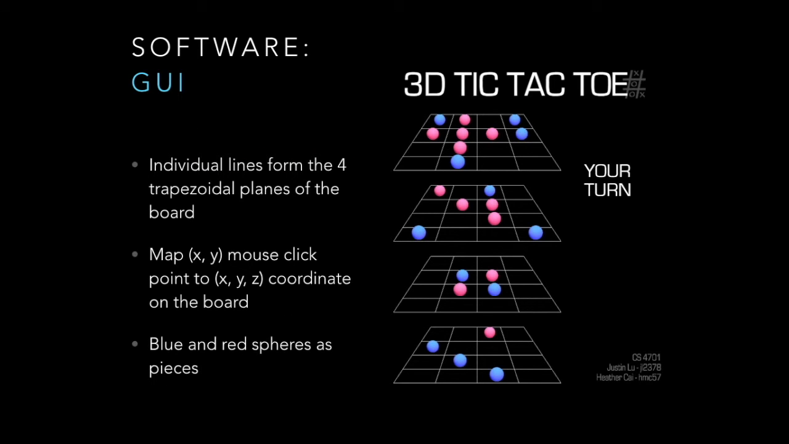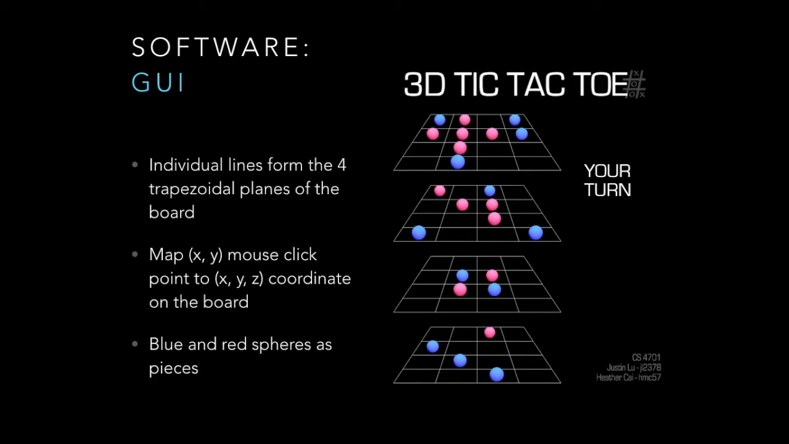The final part is to code the GUI for 3D Tic Tac Toe. We first designed the board to be 4 projected planes so that it is easier to see where in the 3D space each box is. Using individual lines from linear equations, we form the trapezoidal planes of the board. We then map the XY coordinate of the mouse click to the position on our 3D board. Since the shapes of the spaces are irregular, we use the equations from our lines and inequalities to figure out which box the mouse click is in.